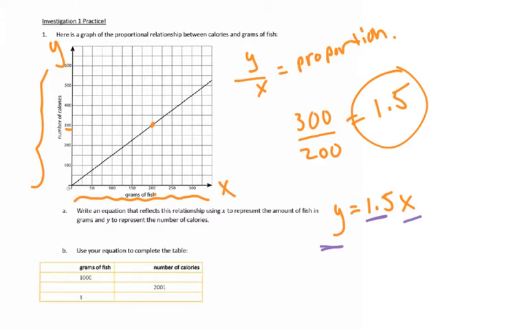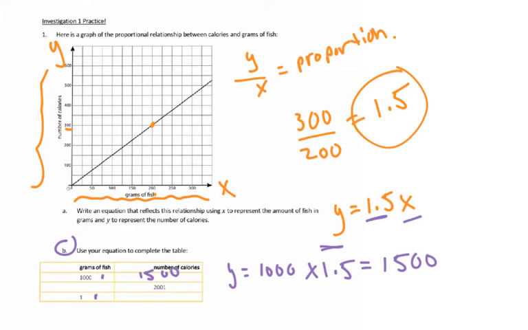So I can take these numbers, ignore that. I can take these numbers for B in my table here, 1 and 1,000, and I can multiply them times 1.5 in order to get my number of calories. So let's do that, because y is number of calories, remember. So y equals 1,000 times 1.5, which would then be 1,500.